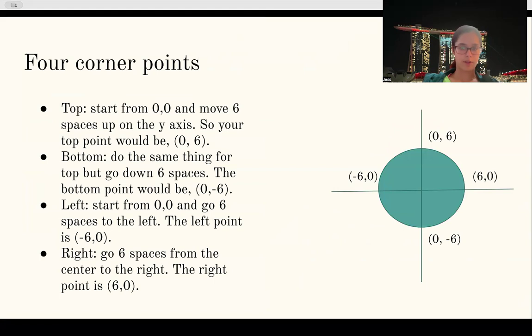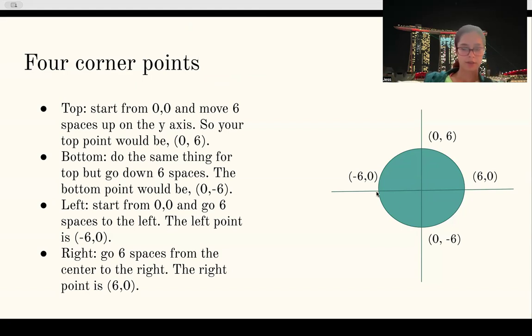So the 4 corner points. To find the top corner point, start from 0, 0 and move 6 spaces up on the y-axis. So your top point would be 0, 6. Bottom. Do the same thing for the top. Start at 0, 0 and go down 6 spaces. The bottom point would be 0, negative 6.